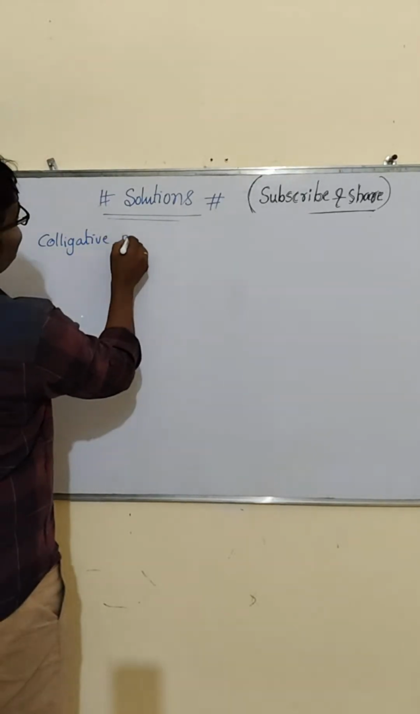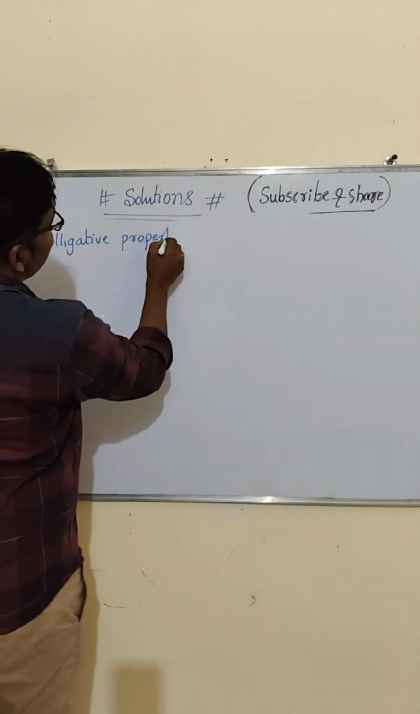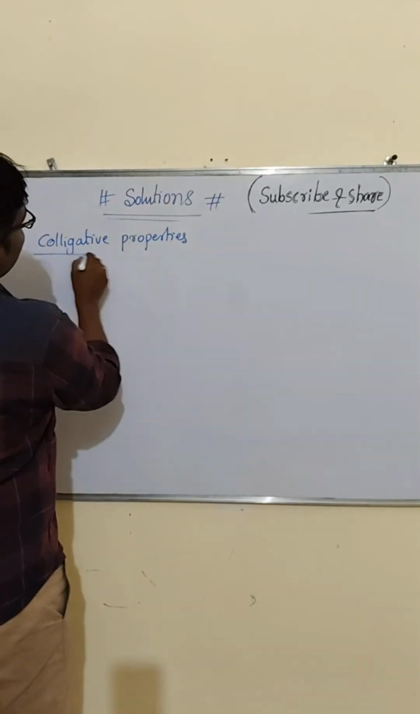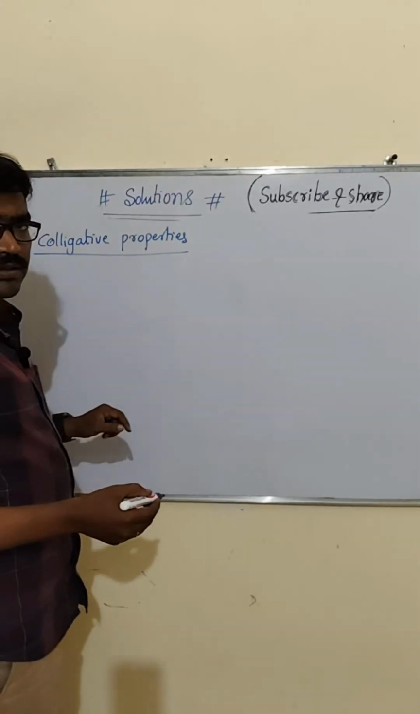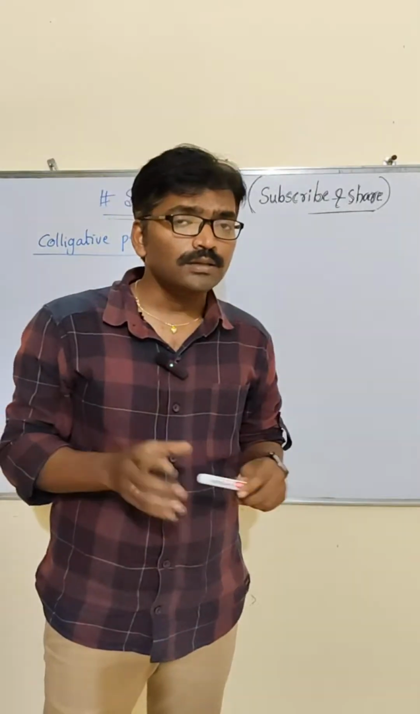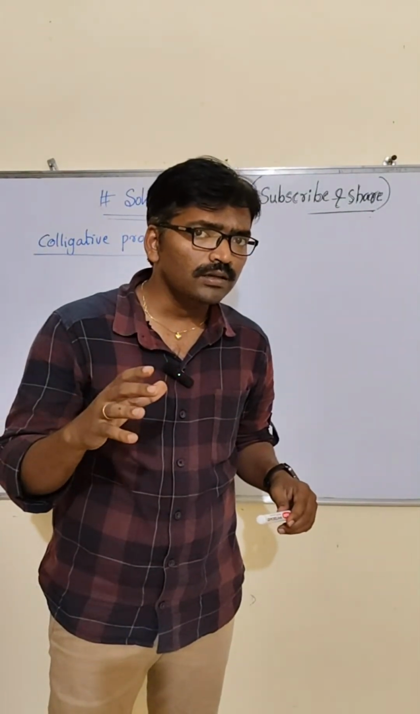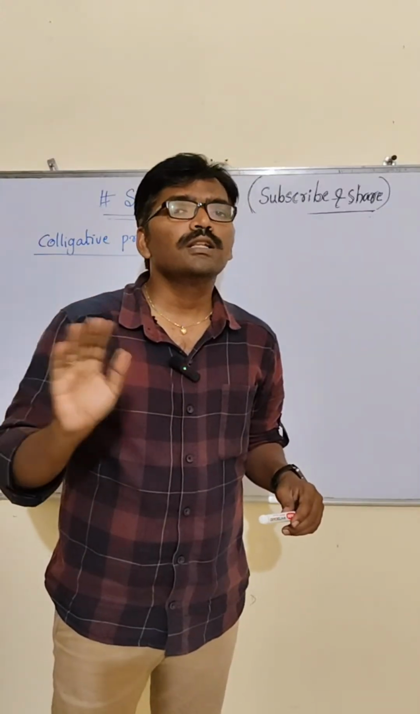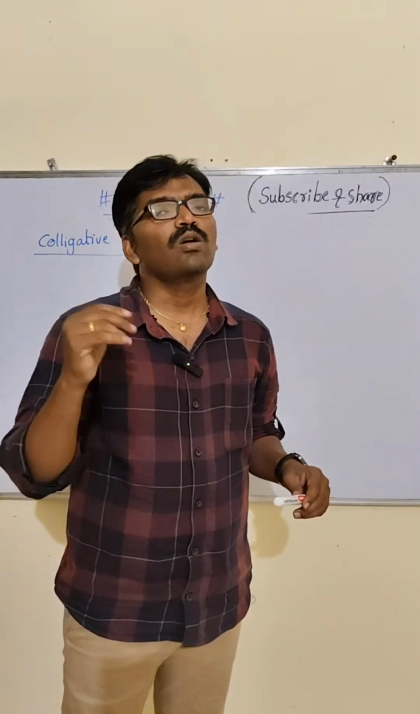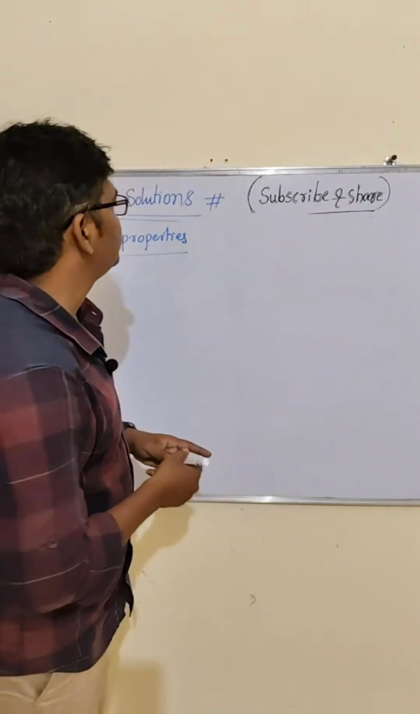We discussed the definition of colligative properties yesterday, right? So what are the colligative properties? The colligative properties are the physical properties which depend on the relative number of particles but not the nature of the particles.